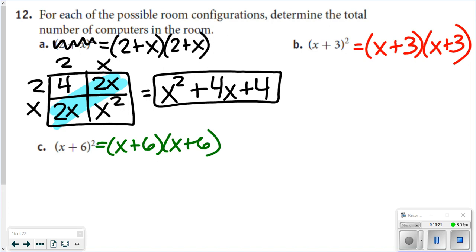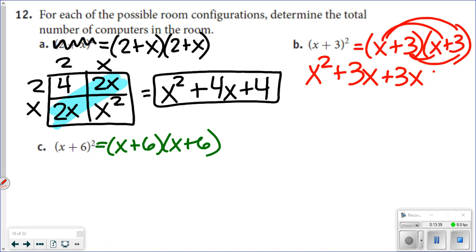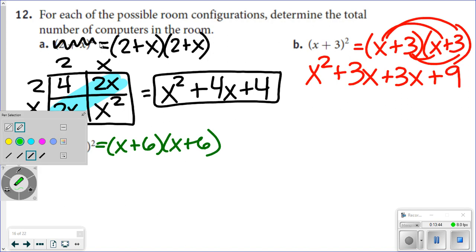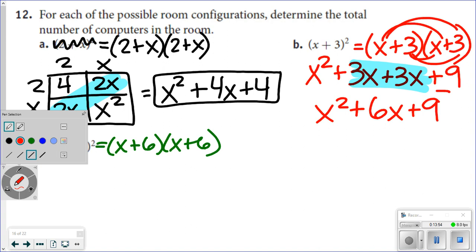Okay, the next one I'm going to do using the FOIL method or distributive property. So first, x times x is x squared. Outside, 3 times x. Inside, 3 times x. Last terms, 3 times 3 is 9. I have like terms here that I need to combine. So 3x and 3x, which is 6x plus 9, and that would be my final answer.